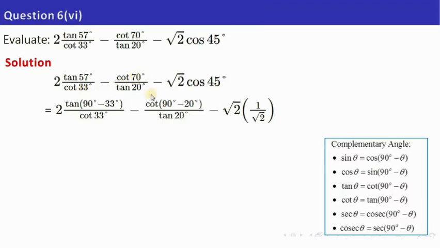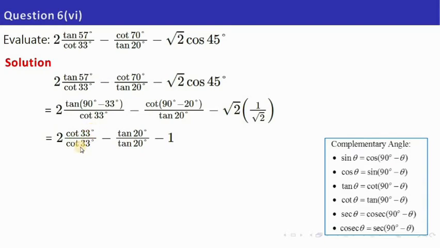Similarly, this 70 can be written as 90 minus 20, and we know that tan 90 minus theta is cot theta. So it becomes cot theta, and theta here is 33 degree. Similarly, this cot 90 minus theta, this theta is 20 degree out here. So cot 90 minus theta is tan theta, that is tan 20 degree. And we know cos 45 is 1 by root 2, and 1 by root 2 and root 2 get cancelled. So only 1 is left here. So we have got 1 here.